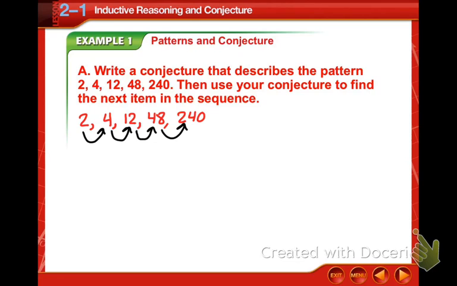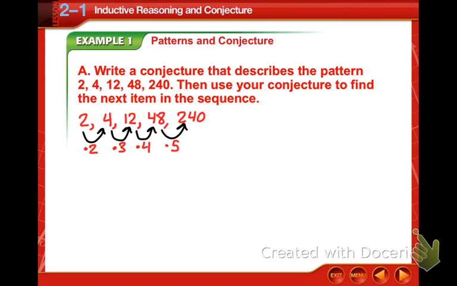So let's look again. To get from 2 to 4, we could also multiply by 2. And then 4 to 12, we'd multiply by 3. 12 to 48, we multiply by 4. So 2, 3, 4, 48 times 5 is 240. So that's our pattern. We're multiplying each previous term by the number that it is, or the term number. So here we're multiplying by 2, we multiply the next one by 3, by 4, and then by 5.